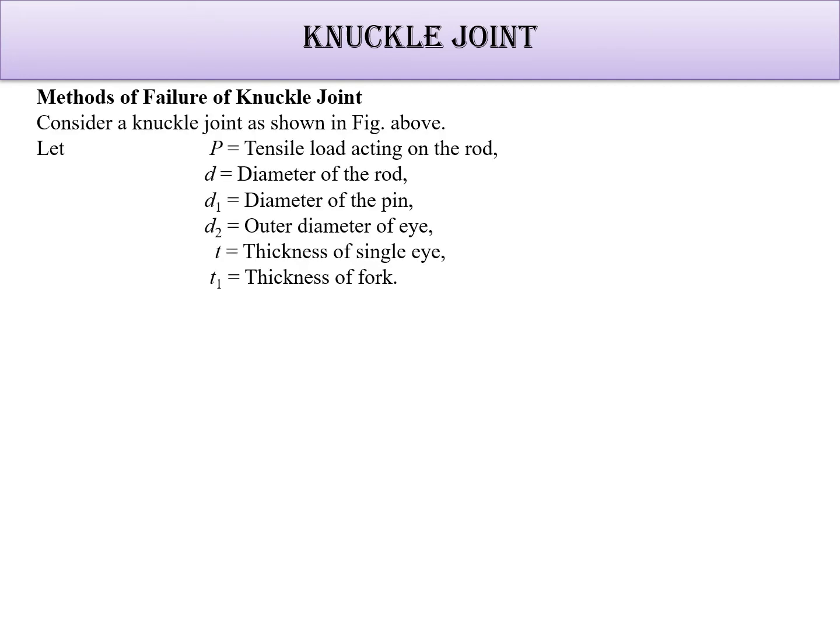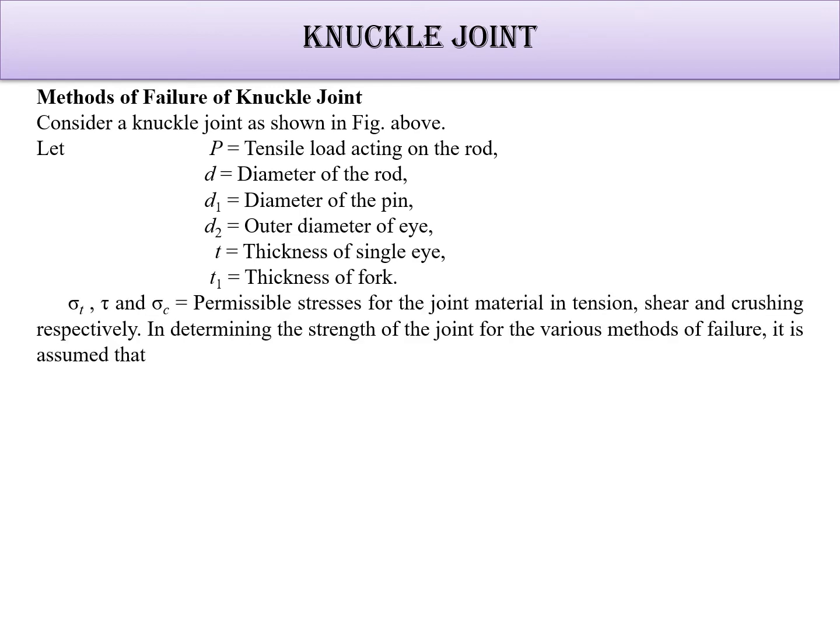Next thing is the methods of failure of the knuckle joint. We are going to find out where the knuckle joint will fail. There are terms which we are going to use in designing the knuckle joint. P is the tensile load, small d is the diameter of the rod, d1 is the diameter of the pin, d2 is the outer diameter of the eye, and t we have already seen. Three different types of stresses act here: tensile stress, shear stress, and crushing stress. These are shown here as sigma t, tau, and sigma c.